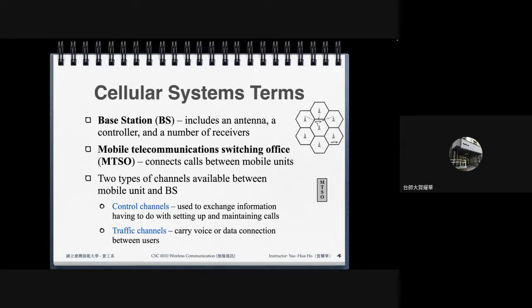So we said the base station includes an antenna, of course, a controller, and a number of receivers to receive the connection from mobile devices. Then you have what we call the MTSO, or mobile telephone switching office, which connects the call between the mobile units, for example between different base stations. When the mobile device connects to the base station, usually you have two types of channel available between the mobile device and the base station. The control channel is used to exchange information to set up and maintain a specific call. And the traffic channel actually carries a voice or data connection between the different users.